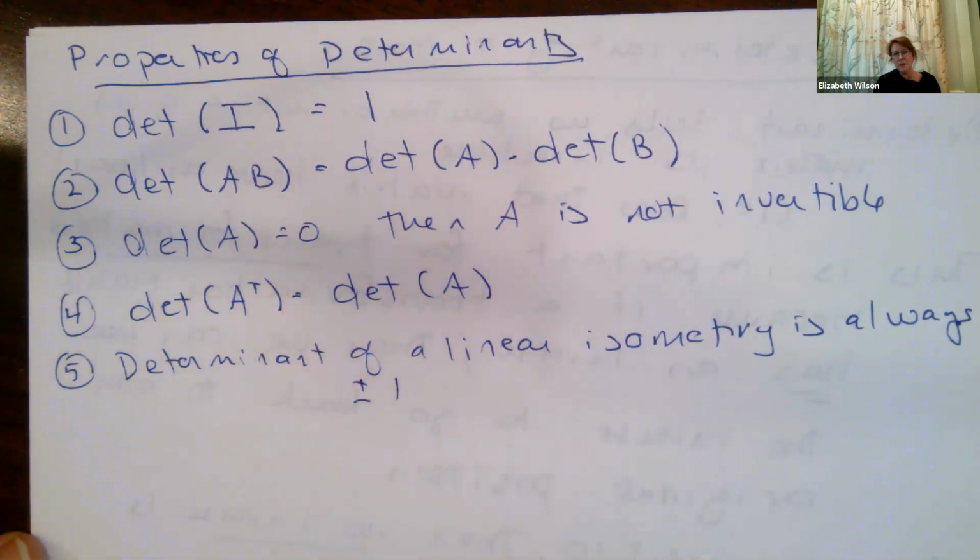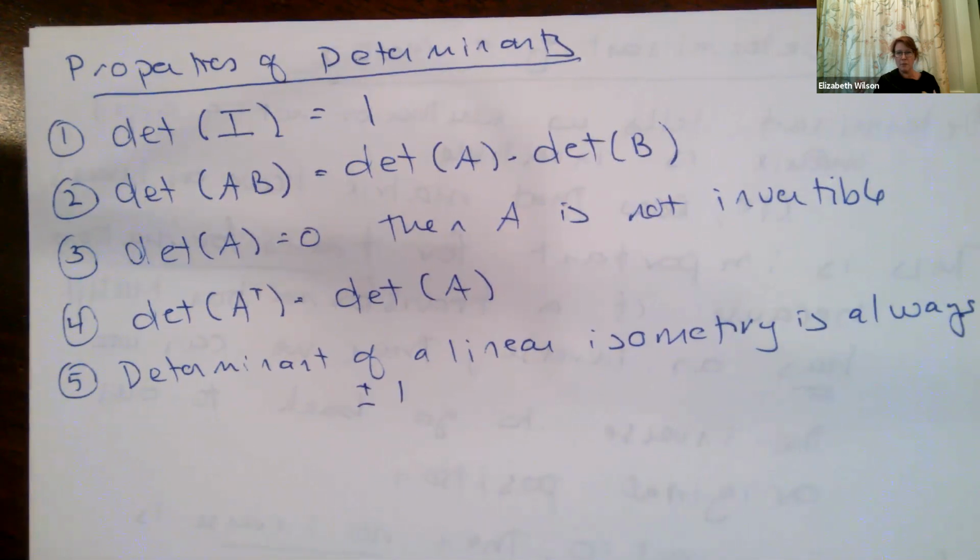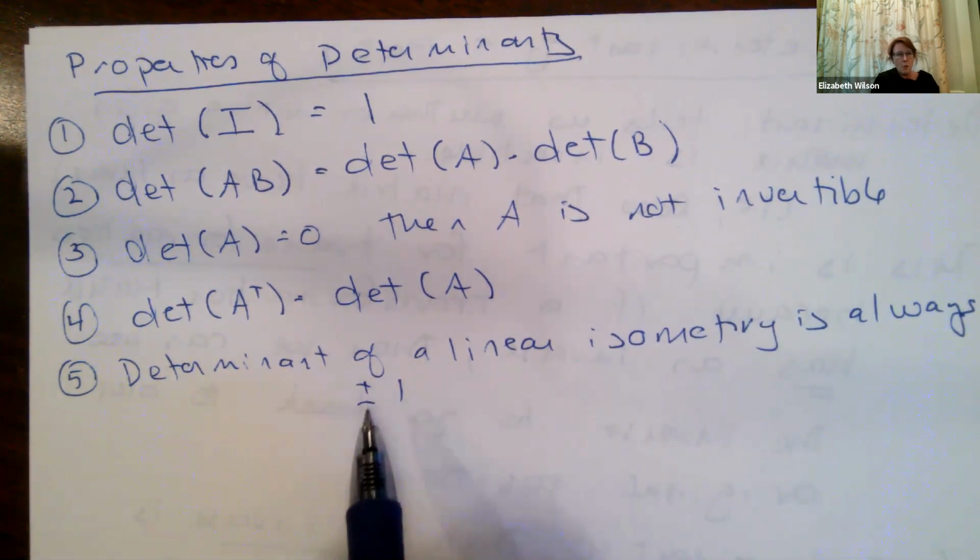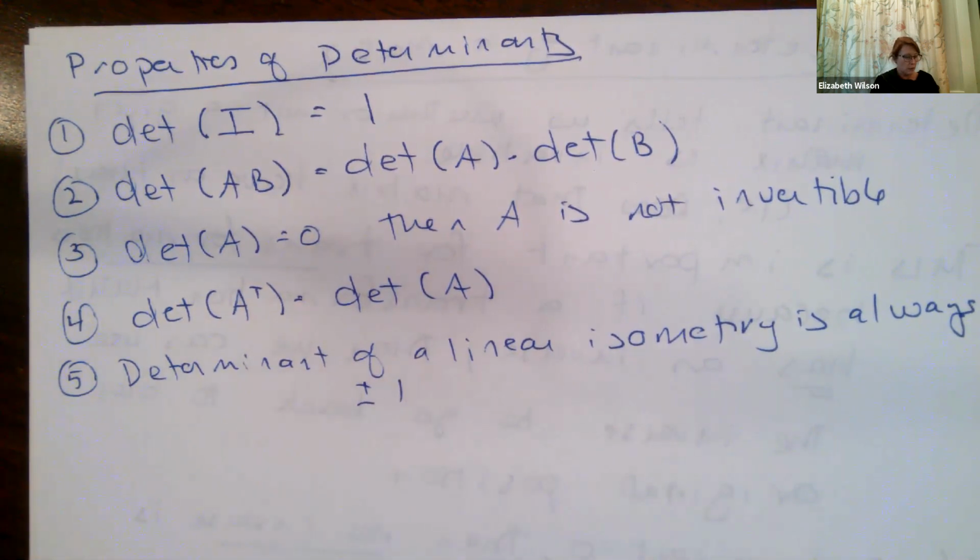Okay, so if I have a linear isometry, a matrix that represents a linear isometry, and I've already checked the column vectors, that they're unit vectors and that they're mutually perpendicular, right? The determinant is always going to be positive or negative 1.